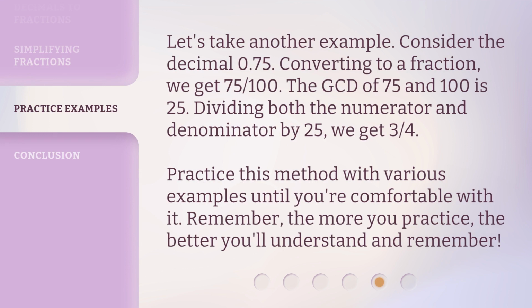Let's take another example. Consider the decimal 0.75. Converting to a fraction, we get 75/100ths. The GCD of 75 and 100 is 25. Dividing both the numerator and denominator by 25, we get 3/4. Practice this method with various examples until you're comfortable with it. Remember, the more you practice, the better you'll understand and remember.